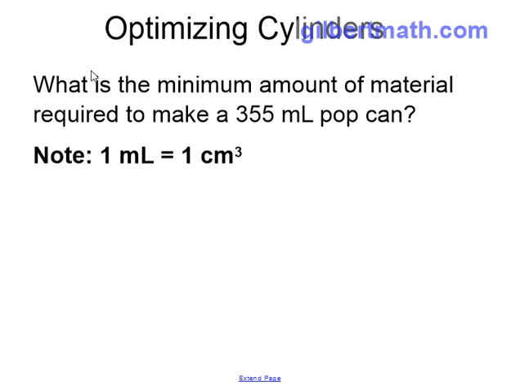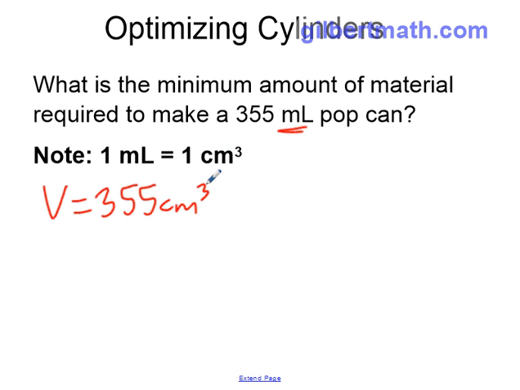So let me go ahead and start this problem, and I'll read it first. What is the minimum amount of material required to make a 355 milliliter pop can? So right away, you see units, and you don't know what to do with them, but then you see the note. 1 milliliter equals 1 cubic centimeter. So I would just say this. The volume is 355 cubic centimeters.